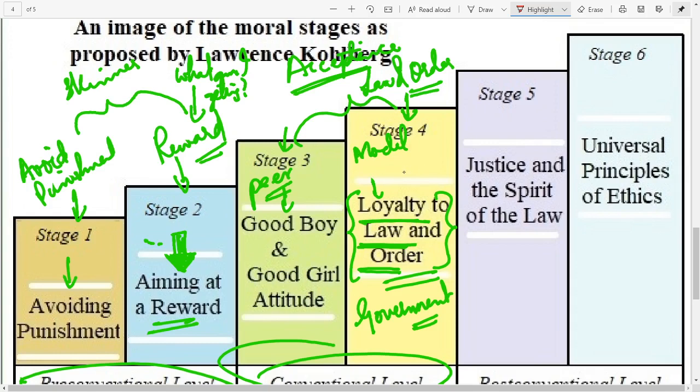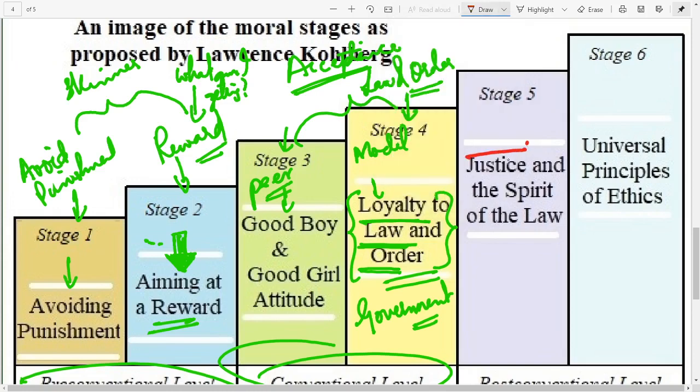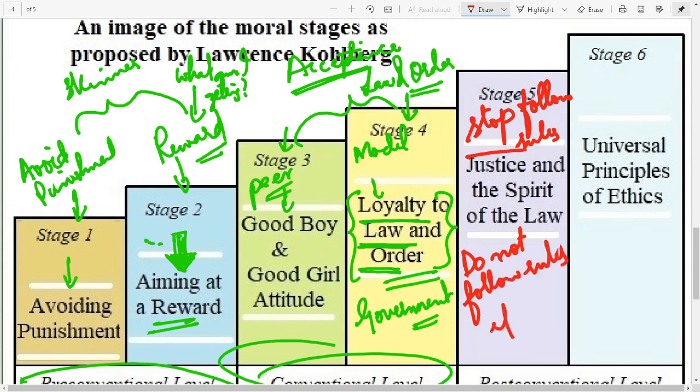You can break up a marriage, right? But here you can't break up from laws and rules. But here in stage 5 you can stop following rules if you want to, or you can follow only those rules which you want to. You do not follow rules if you don't like them or if you don't agree with them. So here basically the main aim is welfare of other people, welfare of everyone.